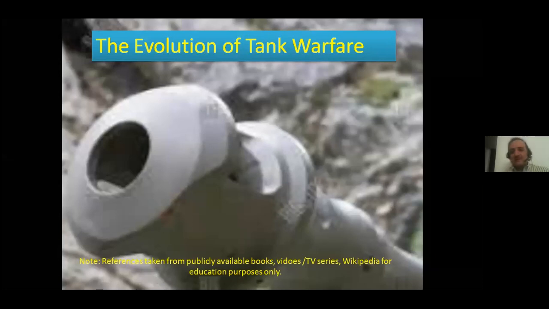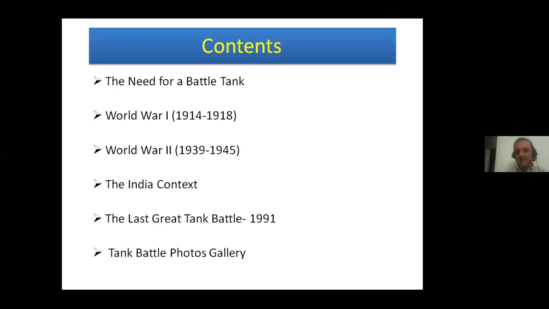In this session, we're going to focus on the evolution of tank warfare. We would start by trying to understand the need for a tank, and when it originated, going back to ancient and medieval times. Then we'll see what kind of tanks were used in World War I, some of the key battles, and in World War II, some of the famous battles in which tanks featured and had a role to play with respective countries. And then, most important, the India context.